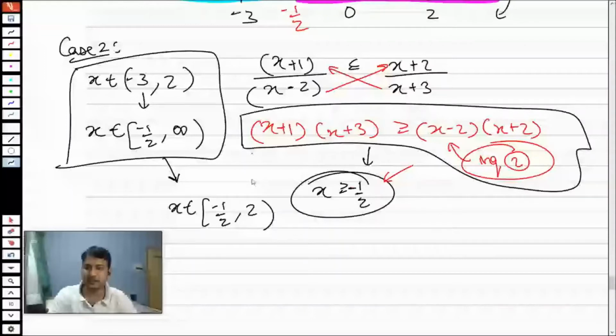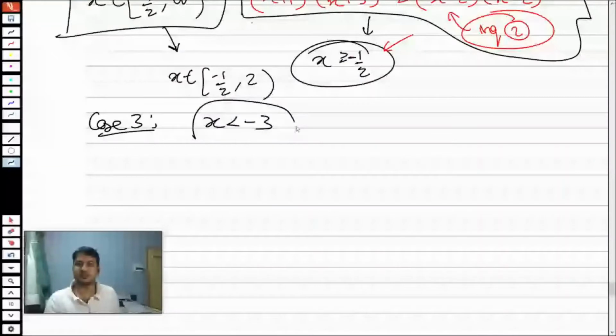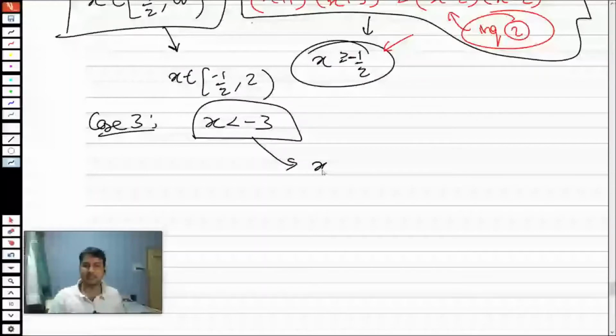And the final case is, so case 1 was X greater than 2, case 2 was X between -3 and 2. Now case 3 would be X less than -3. So in this case, again, the inequality will go back to the previous case, because when X is less than -3, then X plus 3 is negative, and X minus 2 is also negative. Right? So both the denominators are negative.